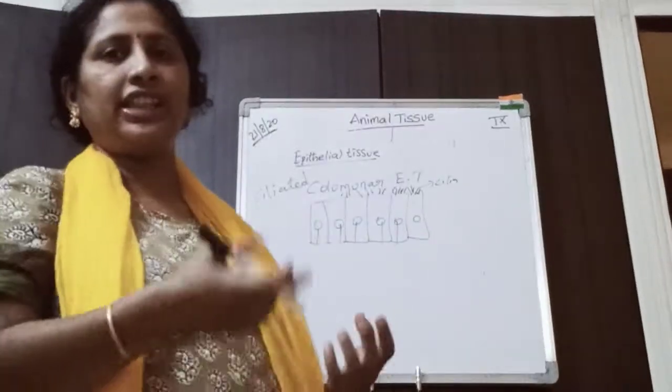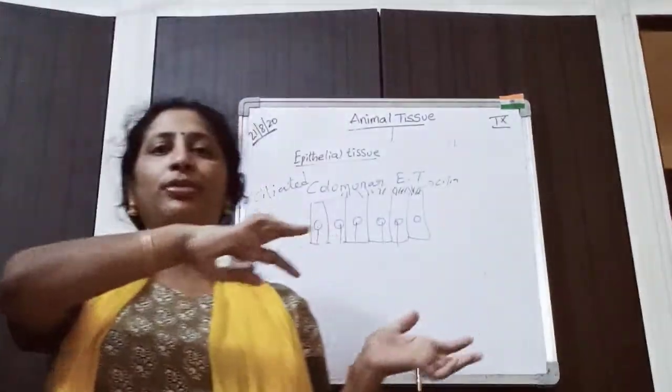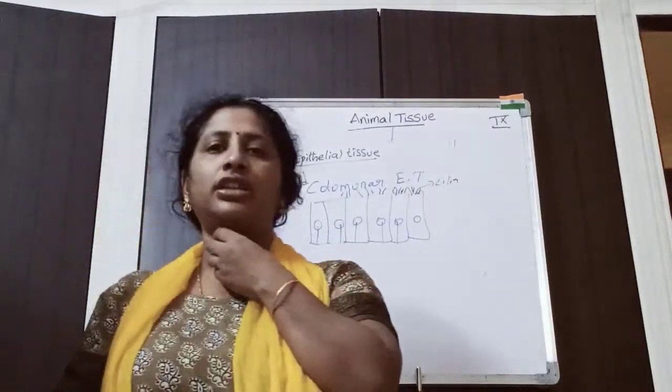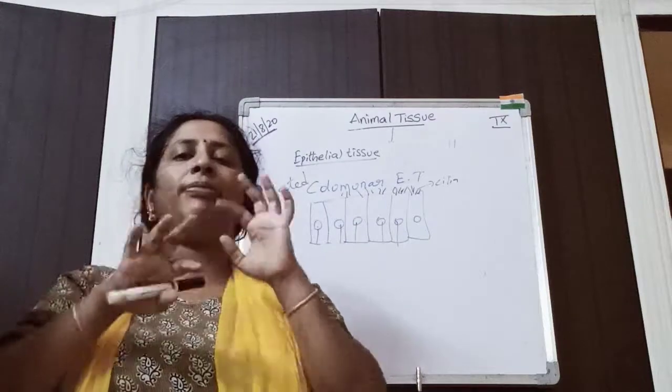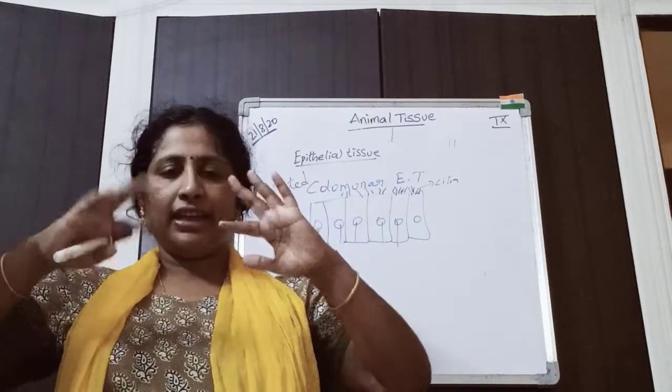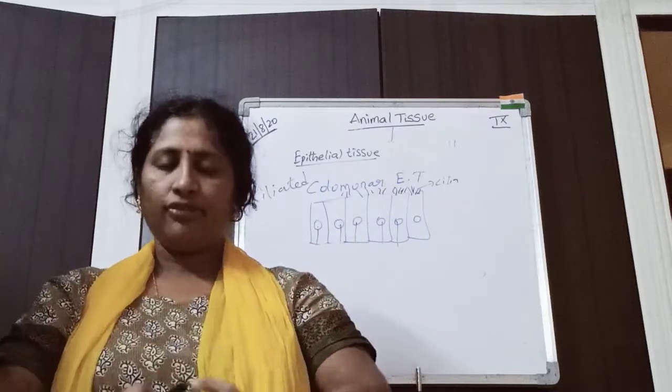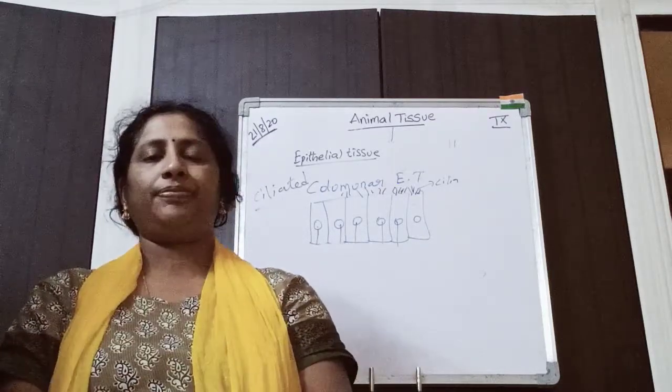What is the function of this cilia? They help in movement of a substance in one direction. Suppose you are eating food. The cilia move like this, and the food is moved in one direction, downward.